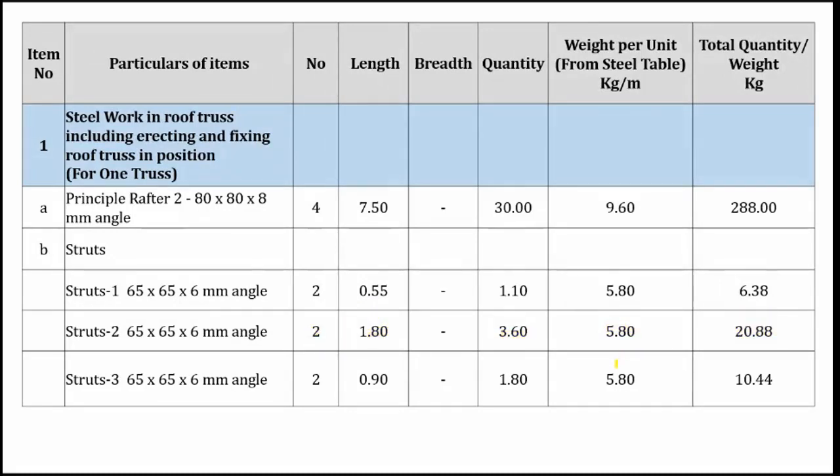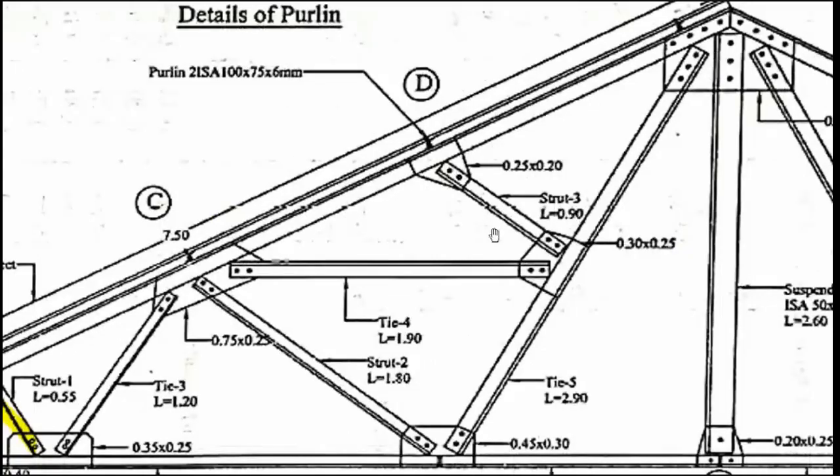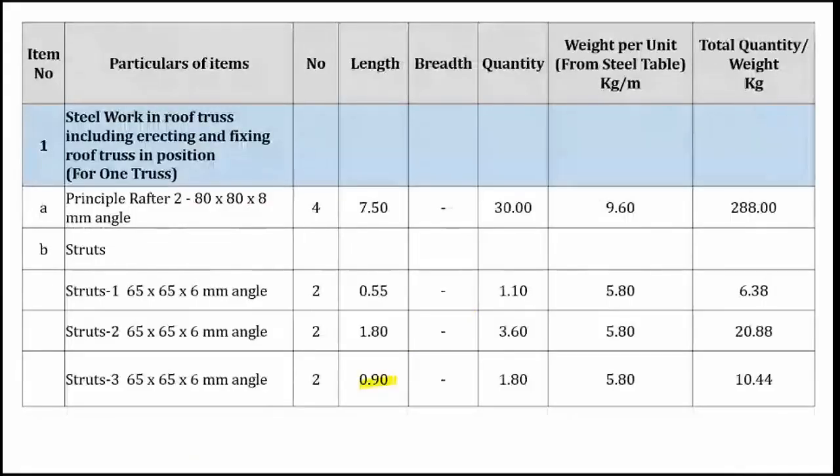Next, we will go for strut number 3. This is strut number 3 of length 0.9 meters. Right? So 0.9 meters, if you have two numbers, quantity will be 1.8. The next is weight per meter, which will remain the same. If you multiply, you get the answer as 10.44.